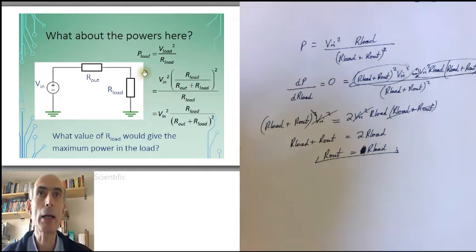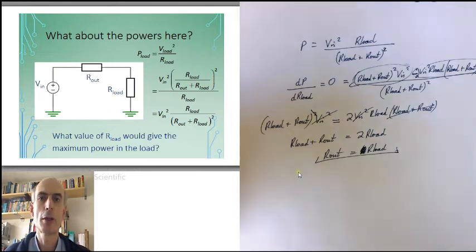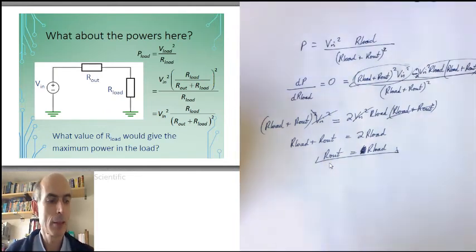So, if I want a maximum amount of power being dissipated in my load, the resistance of my load has to be equal to the Thevenin equivalent resistance of the source driving my load. It's known as the maximum power theorem. There are other ways to derive it as well. The important thing is to remember the very simple result.